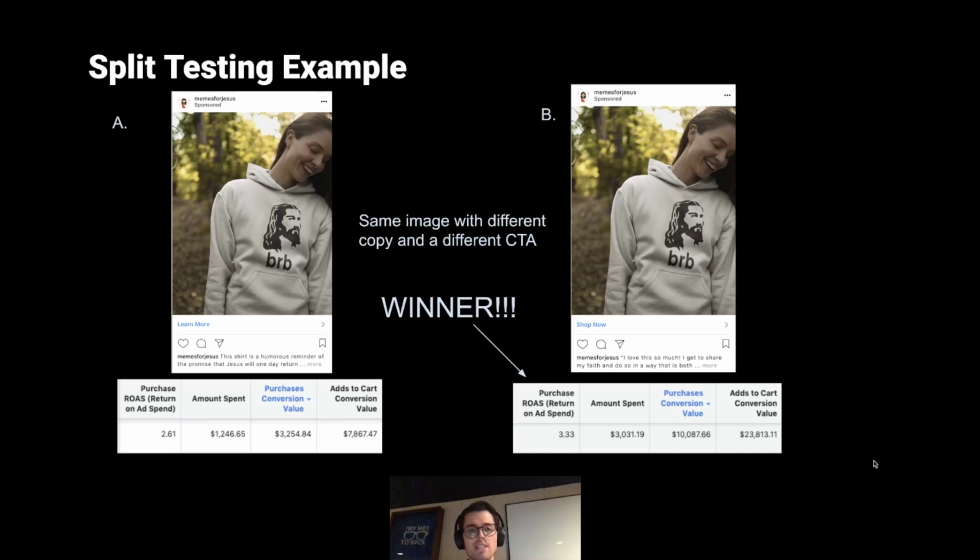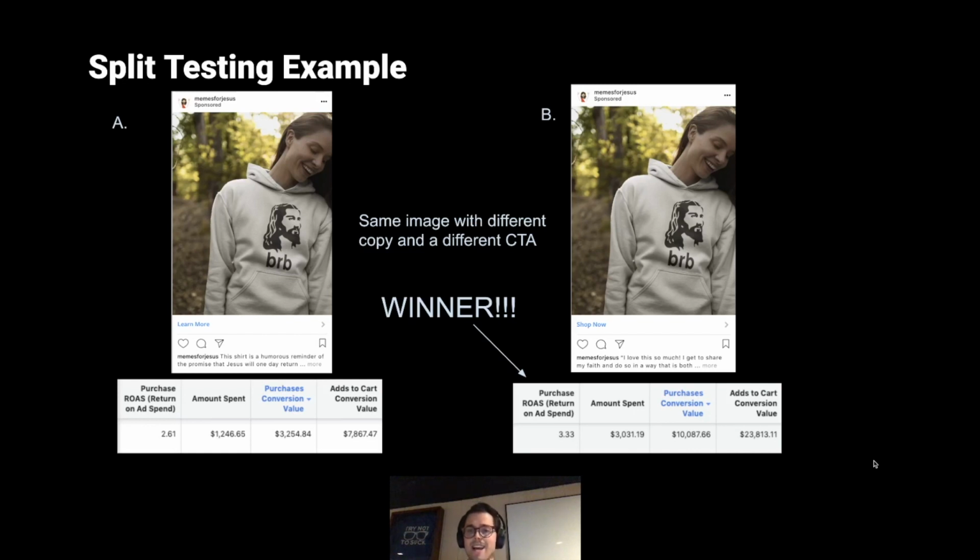The one on the left says, "This shirt is a humorous reminder of the promise that Jesus will one day return." The one on the right says, "I love this so much. I get to share my faith." So that's a testimonial. But if you look at them, the one on the left, we spent $1,246 to make $3,254. The one on the right, we spent $3,000 to make $10,000. So clearly, the one on the right was the winner.